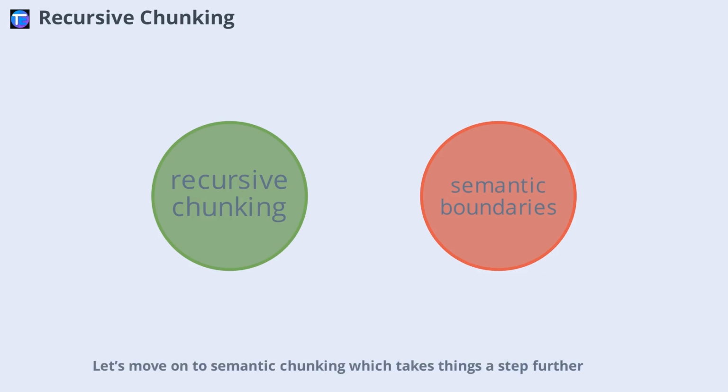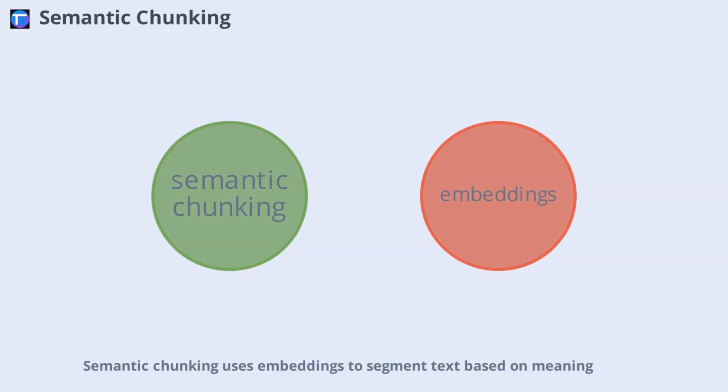Let's move on to semantic chunking, which takes things a step further. Semantic chunking uses embeddings to segment text based on meaning. Instead of splitting by size or structure, it looks for shifts in topic or context. If adjacent sentences are very similar, they stay together. When similarity drops, a new chunk starts. This approach is best when retrieval precision is crucial, such as in legal or scientific documents. However, it requires more computation and careful tuning of similarity thresholds. Semantic chunking ensures each chunk is meaningful and contextually relevant, boosting retrieval accuracy.